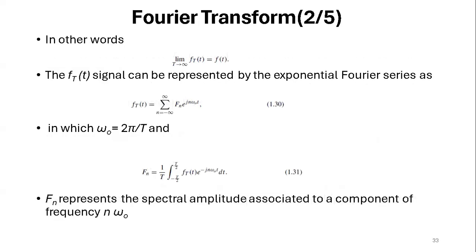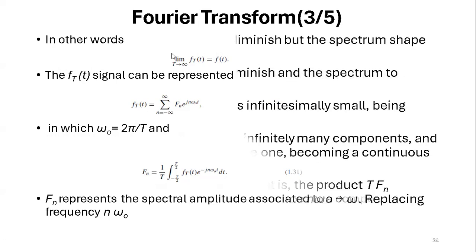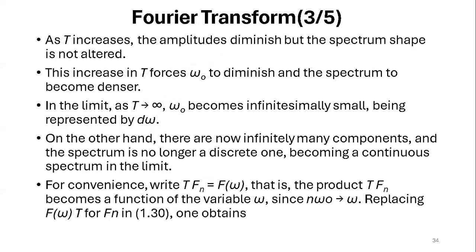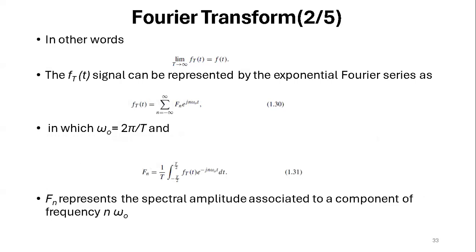In other words, f of t is the limit as the time period goes to infinity of f time period of t. Now I will come to the limit. You can use L'Hospital's rule. The f time period of t, with the factor cancelled by the exponential form, is f of t, the summation from minus infinity to infinity of F n e to the j n omega naught t, where omega naught is 2 pi by the time period.